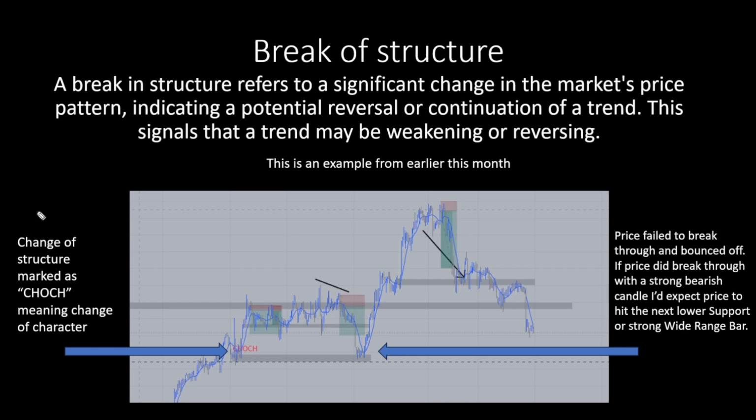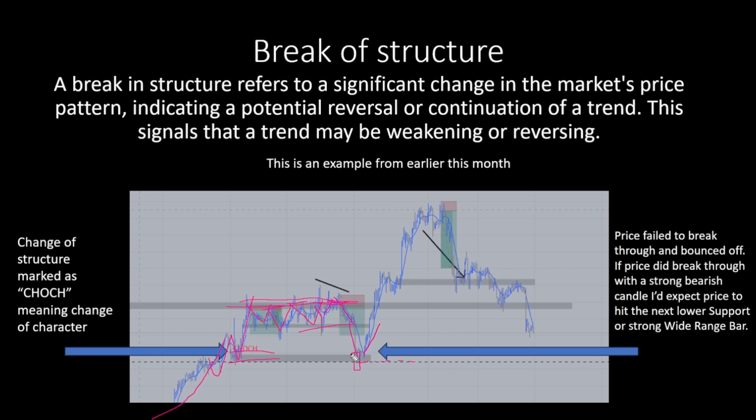A break of structure refers to a significant change in the market's price pattern, indicating a potential reversal or continuation of a trend. This signals that the trend may be weakening or reversing. So we're coming up here, having our higher highs and higher lows. We've hit some sort of resistance here. So price does not want to go any higher than that. Now we see price come down, and it's coming to a strong level of support. Now this is an area of interest where we have our alarm set, where we can look for either a bounce off by looking at the candles or a break of structure towards the downside.